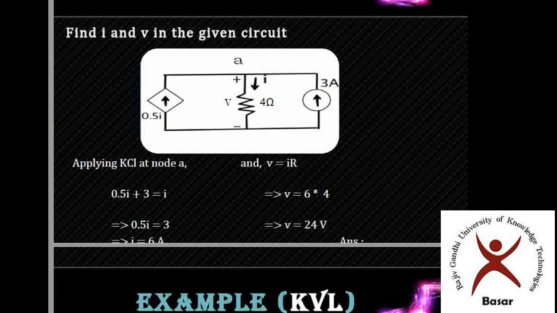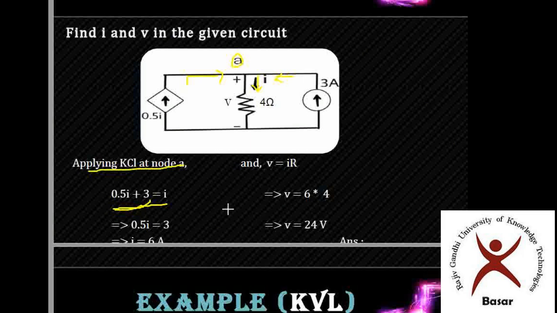Now let us try to understand the KCL here. I write currents entering a node on one side of the equal sign and currents leaving the node on the other side. You can see that 0.5 times I is entering the node and 3 amps is also entering the node. The leaving current is I. So by applying KCL at node A, 0.5 times I plus 3 are the entering currents and I is the leaving current.